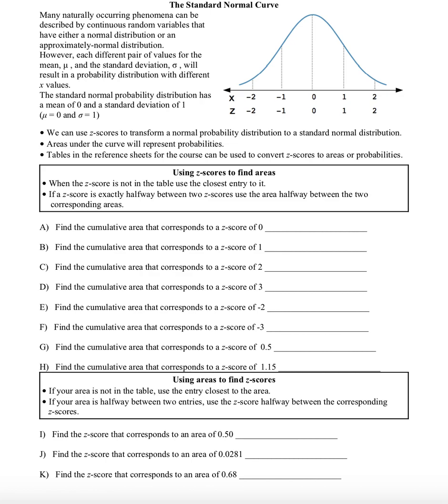Many naturally occurring phenomena can be described by normal curves, or approximately normal distributions. The standard normal curve has a mean of 0 and a standard deviation of 1. And we want to use z-scores to find areas under the curve. We had done this once before using the empirical rule.